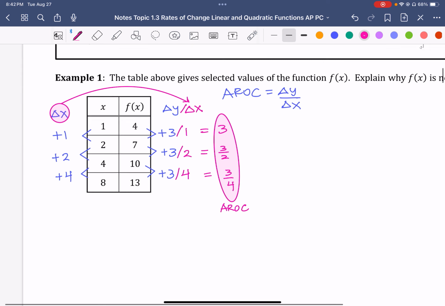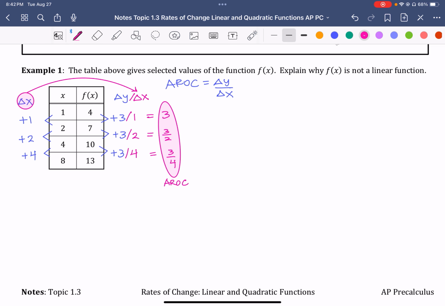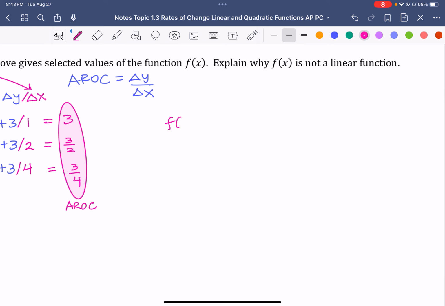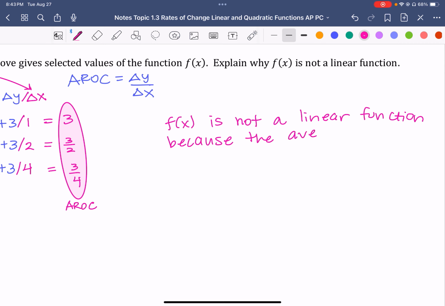Okay, now we know that for linear functions, your average rate of change has to be constant. I see that these numbers are not constant because they are 3 different numbers. 3, 3 halves, and 3/4 is not the same number. So for that reason, this is not a linear function. So I'm going to write f of x is not a linear function because the average rate of change is not constant.